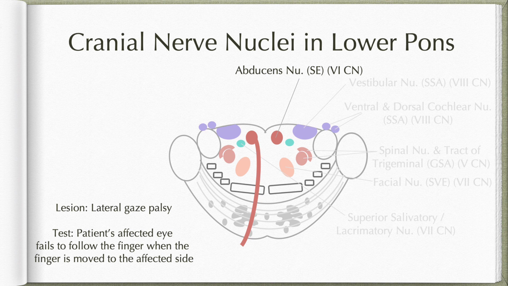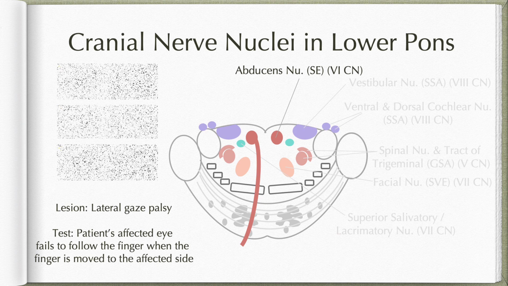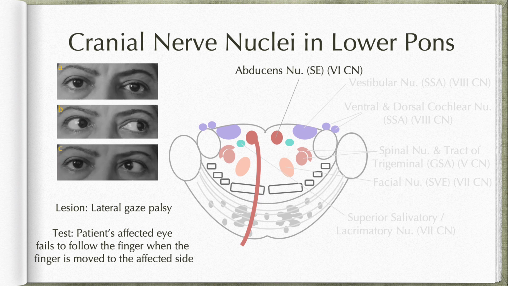Seat yourself in front of the patient at a distance of about 1 meter. Ask the patient to watch and follow the tip of your index finger. Move the tip of your finger in front of his eyes horizontally, first to one side and then to another. Now, patient's affected eye fails to follow the finger when the finger is moved to the affected side. As seen in this picture here, patient's both eyes follow when the finger is moved to the left, but when the finger is moved to the patient's right side, the right eye fails to follow the finger. This is because of the right-sided abducens nerve palsy.